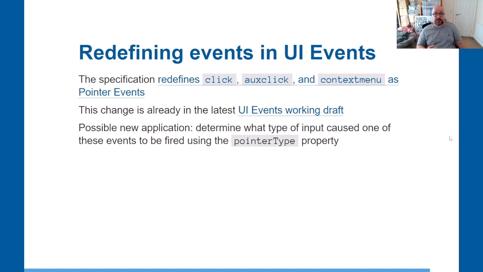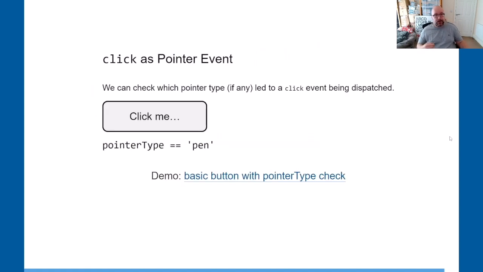For instance, a very simple one is if I have a control or a button, I can determine what type of input caused one of these events to be fired by simply checking the pointer type property of, say, the click event as it comes in. And once again, here's a little demo. It's a basic button that also shows the pointer type once it's being clicked.